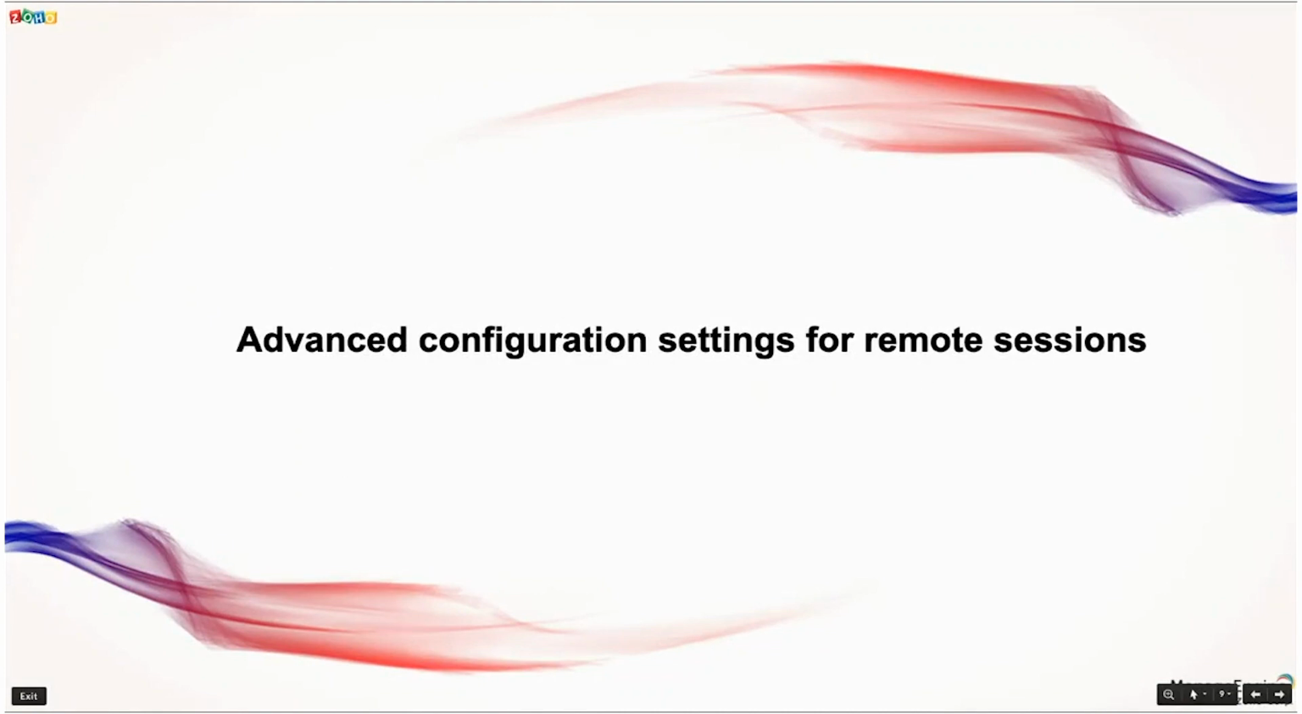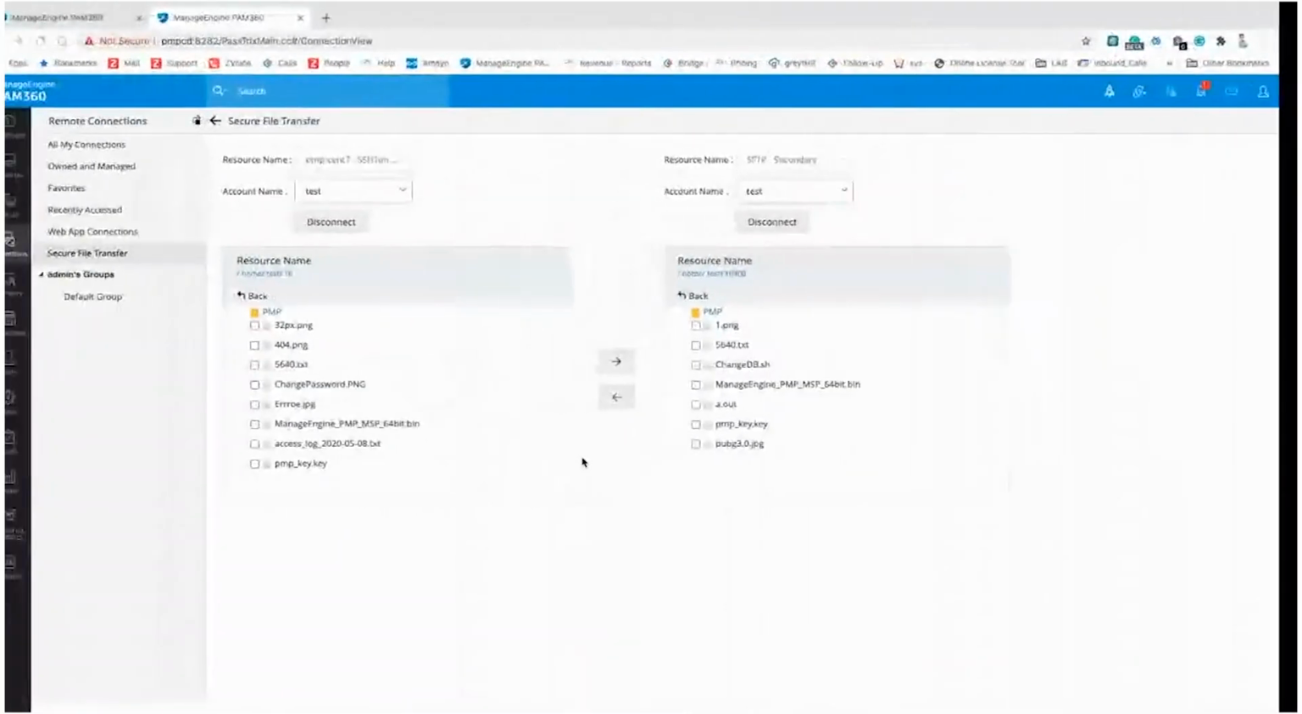So PAM360 now offers advanced configuration settings for remote connections added to the product, which are customizable for SSH, RDP, and VNC connections, therefore improving the overall user experience while initiating the connections from the PAM360 console. Some of the advanced settings include changing the SSH terminal type, modifying the desktop composition for RDP connections, changing the encoding type of the VNC connections, etc. Let's once again get into the product to see where this is and how it works.